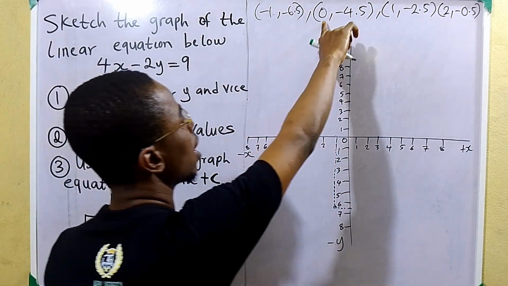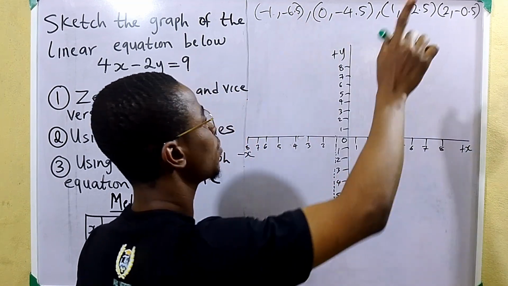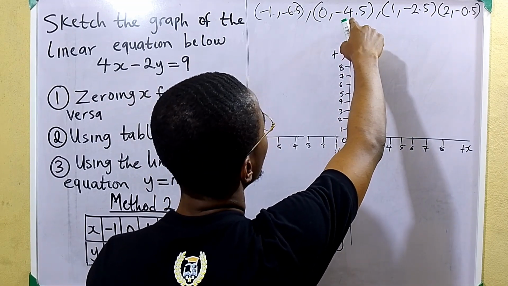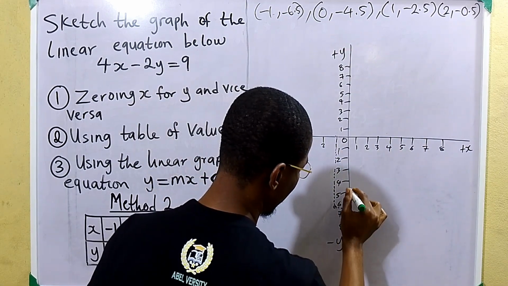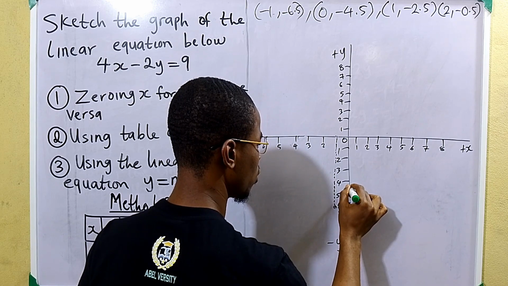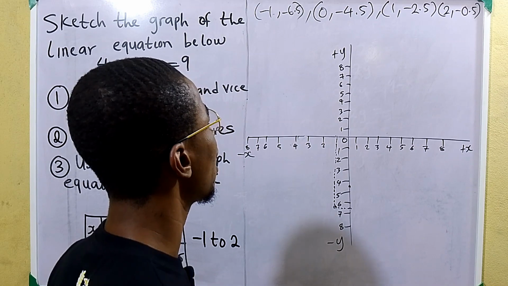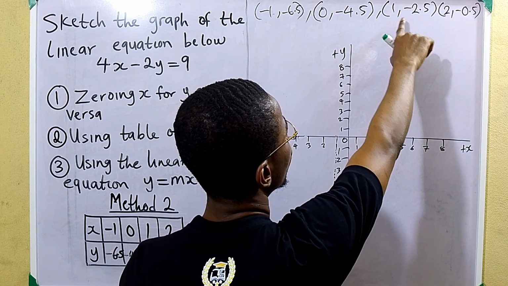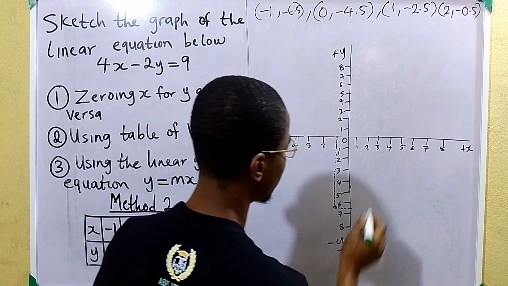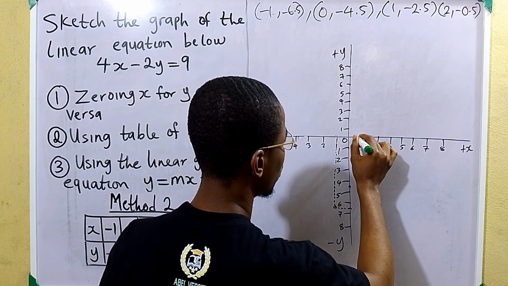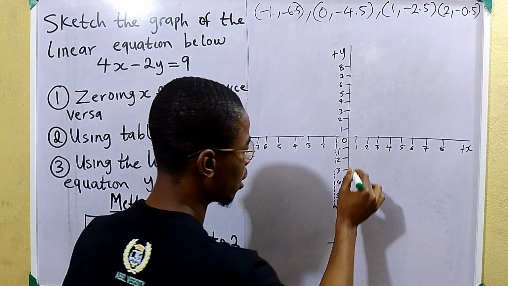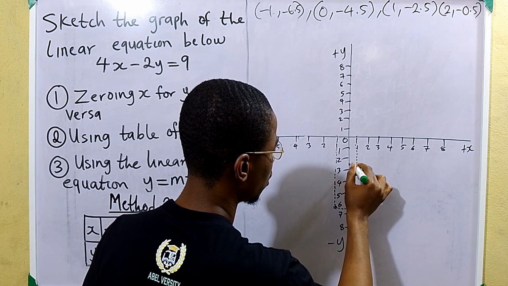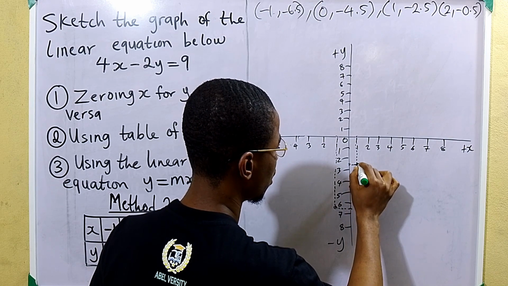Go for our next point. X is 0. That means there's no x. Just pick minus 4.5 on your y-axis. And minus 4.5 will be here, in between 4 and 5. After that, pick x equal to 1 and y equal to minus 2.5. This is our x 1 here, positive 1, and y is minus 2.5. That will be here. So let's trace them to meet each other. So it will be somewhere around here.